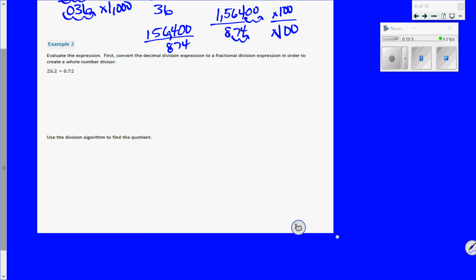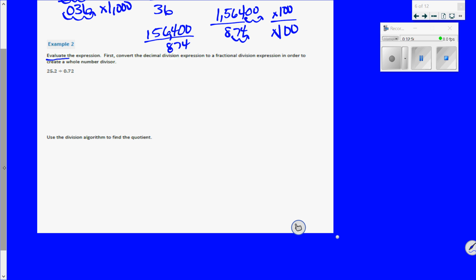So I'm going to do one of these together, and then I'm going to let you guys go and get some good practice on these. Our first one, we're going to evaluate the expression. What does that word evaluate mean? We haven't really talked about that much. Solve. Evaluate means solve. It means I want to know what the answer is.